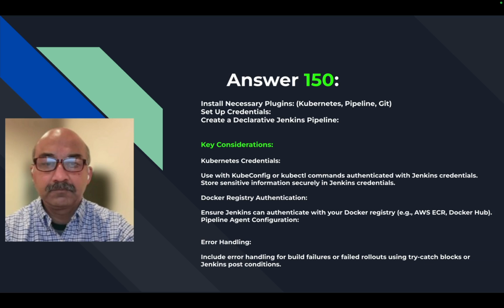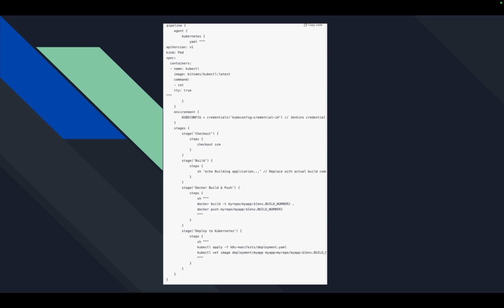All right, I hope you found this useful. And actually, this is an example. I literally took a screenshot from the internet. This is a Jenkins pipeline that deploys an application using KubeConfig to the cluster that you already have.